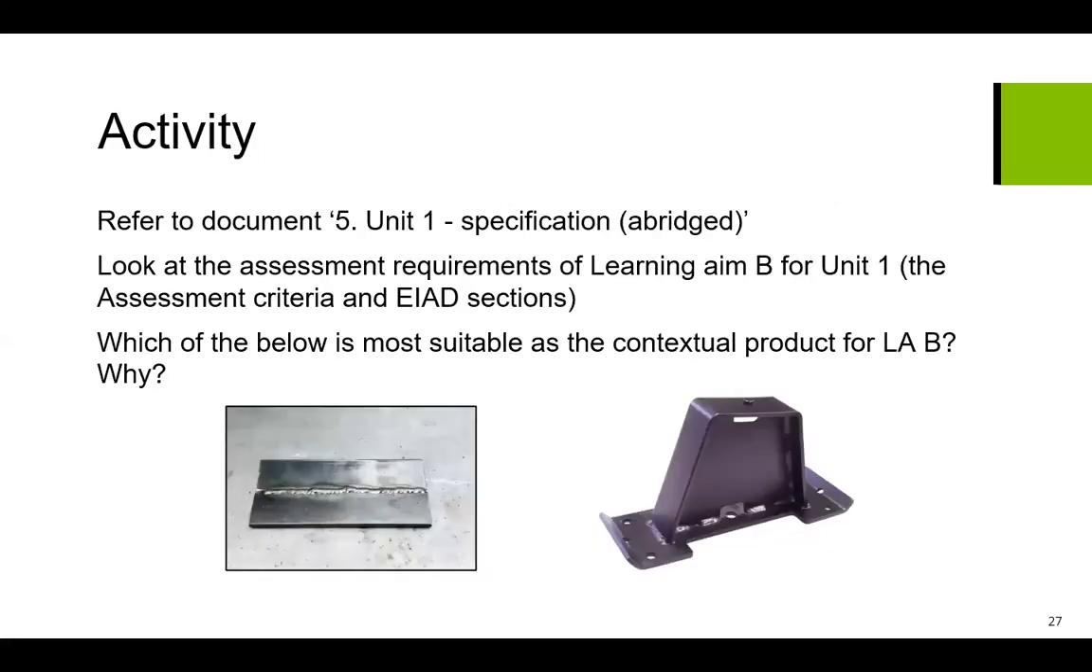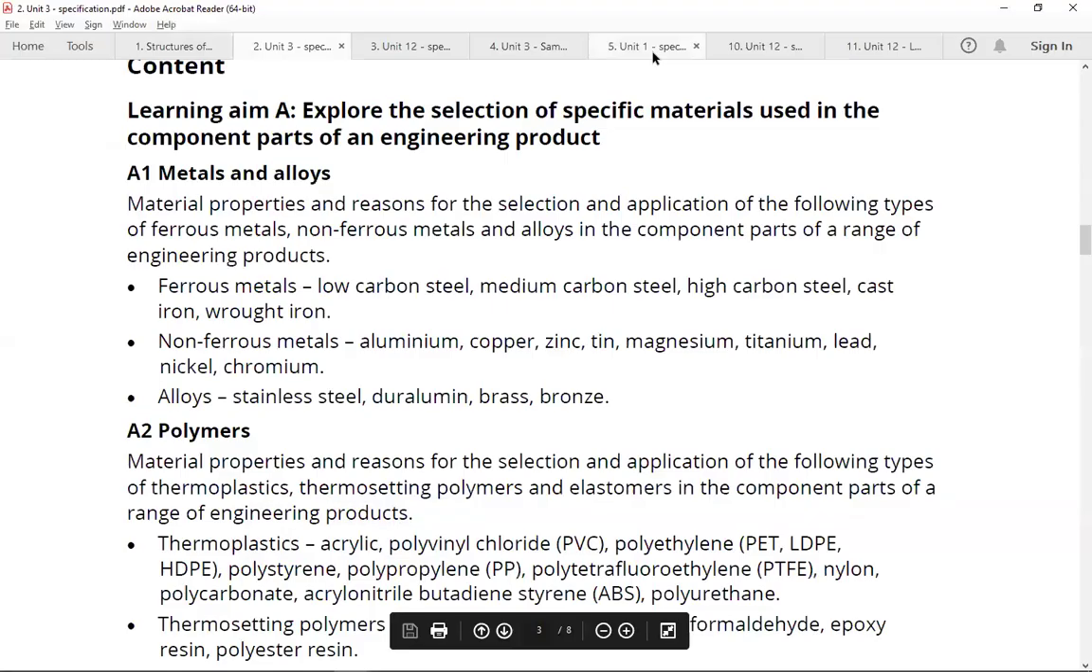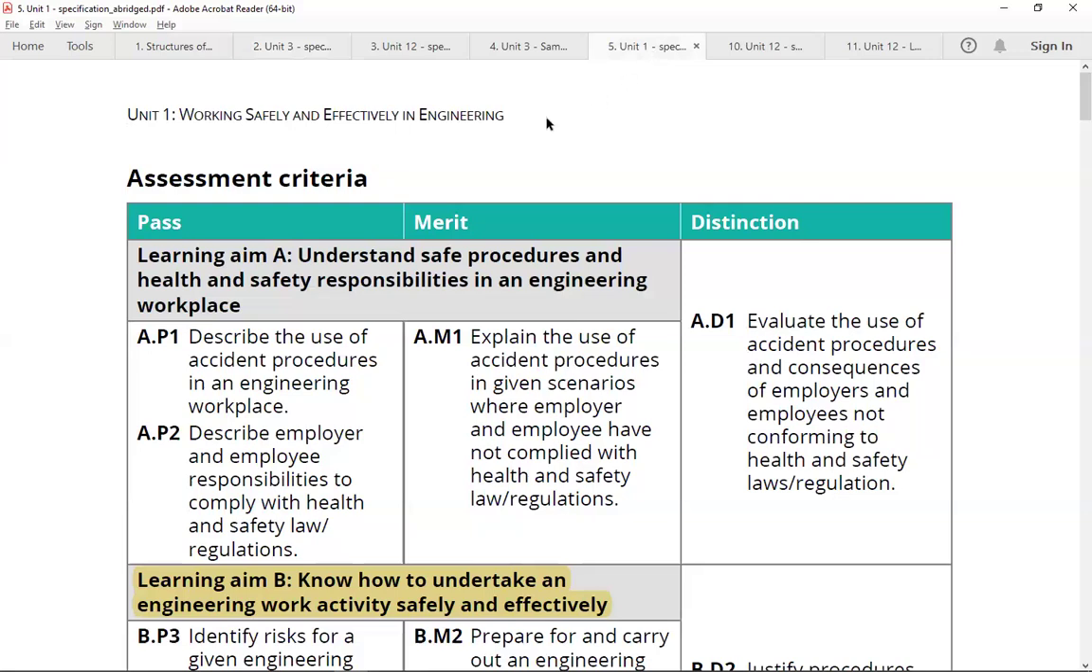We'll do a little activity. This one is for Unit 1. And we're going to look at Learning Aim B and decide which of these two products is the most appropriate. So let's share the screen for Unit 1 specification. Now I've got an abridged version just so we don't look at the whole thing. So if I share this with you on the screen, here we are. This is the abridged version of Unit 1.